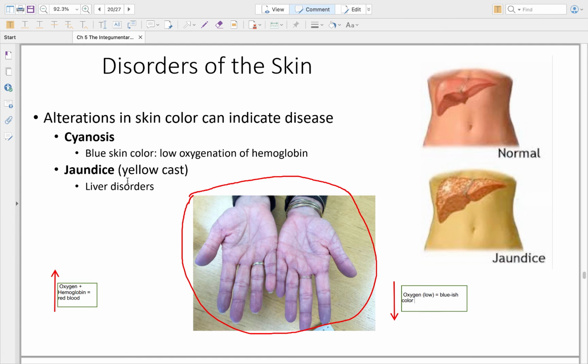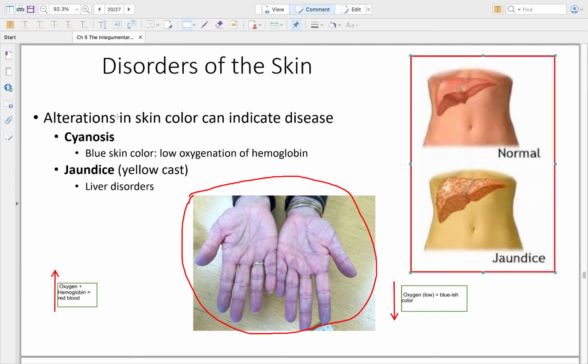The other thing in disorders of the skin is jaundice. A lot of babies sometimes are born with jaundice and they have to put them under a special NICU light. It's basically a liver disorder, but it causes this yellow tint to the skin color.